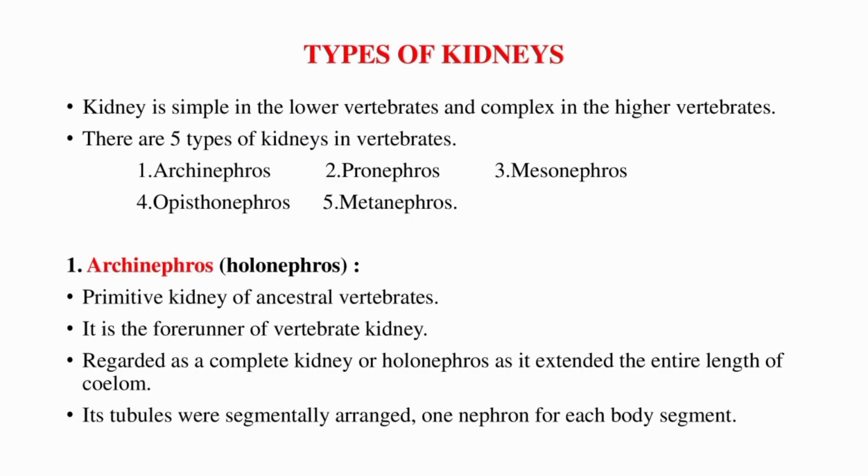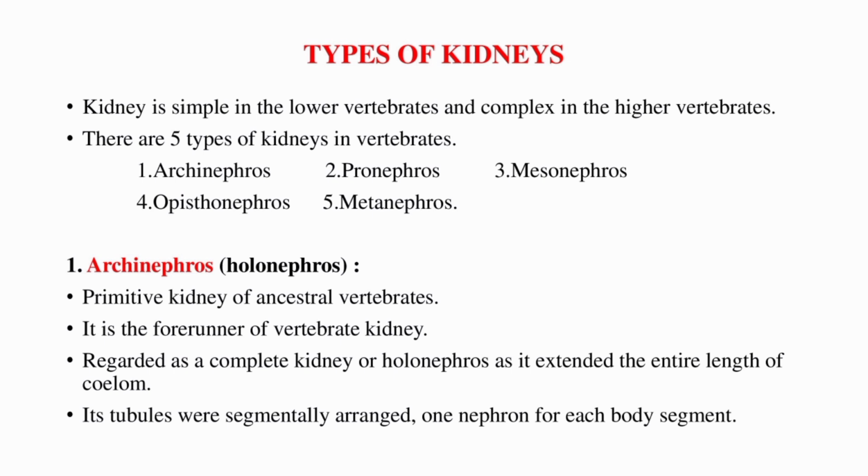Types of kidneys. Kidney is simple in the lower vertebrates and complex in the higher vertebrates. There are 5 types of kidneys in vertebrates. They are archinephros, pronephros, mesonephros, opisthonephros, and metanephros.